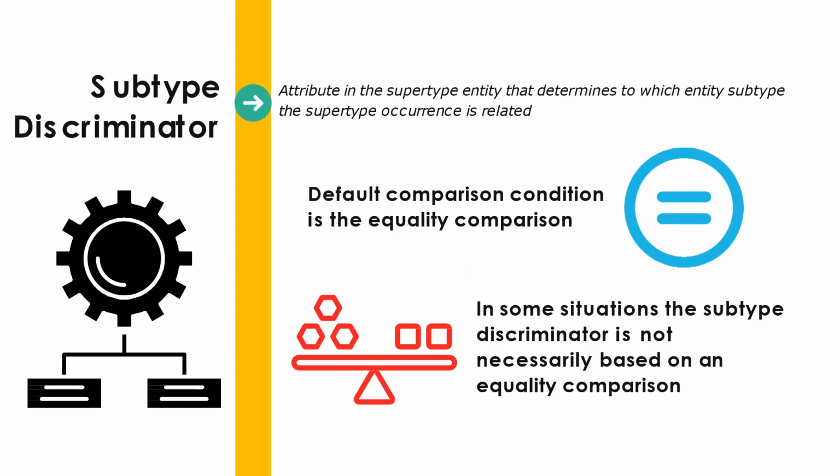Next thing that we're going to discuss is subtype discriminator. The subtype discriminator is the attribute in the supertype entity that determines to which entity subtype the supertype occurrence is related. The default comparison condition is the equality comparison, and in some situations, the subtype discriminator is not necessarily based on an equality comparison. Let's take a look at an example.